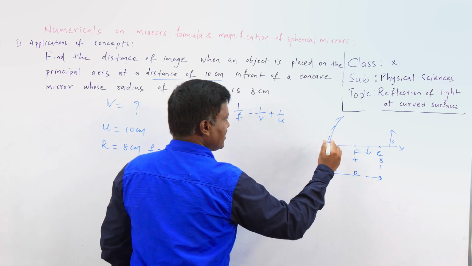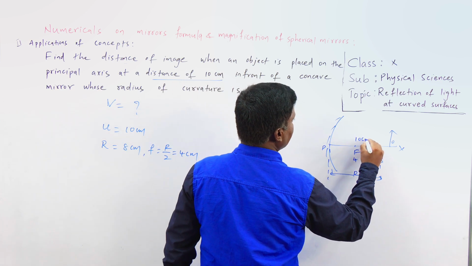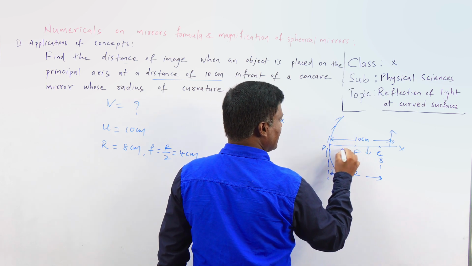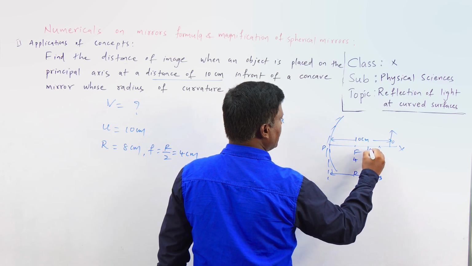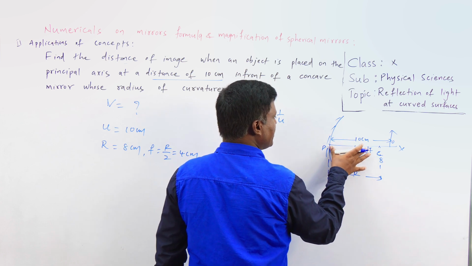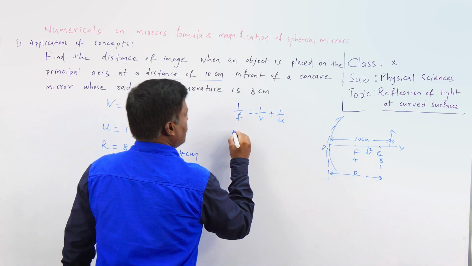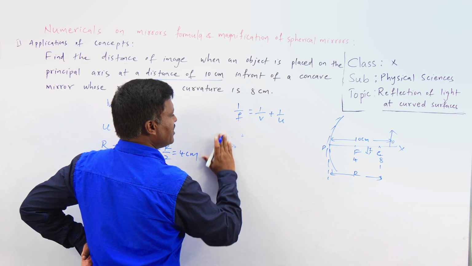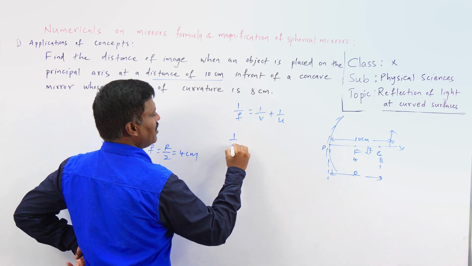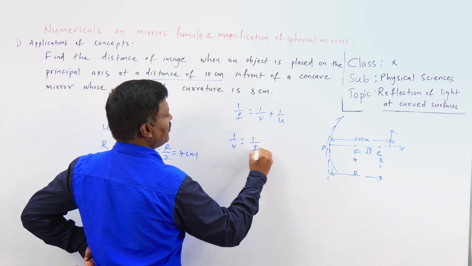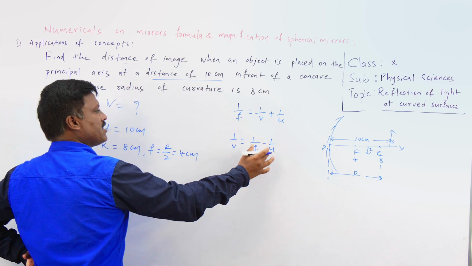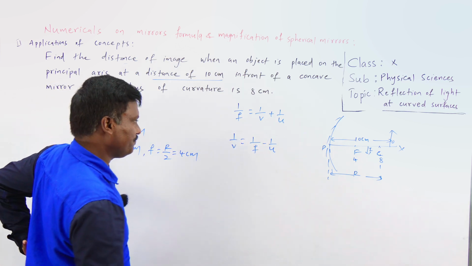This distance is 10 centimeters already, that is given in the problem. Object distance. Now we have to calculate this particular distance, P to the I. This distance we have, image distance should be calculated. So 1 by F is equal to... image distance is to be calculated, so I change the formula. 1 by V is equal to 1 by F minus 1 by U. When plus 1 by U comes this side, minus 1 by U becomes.